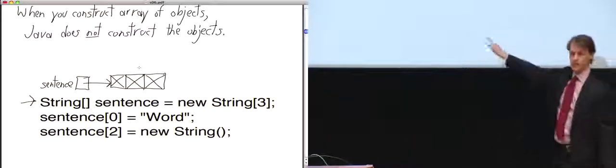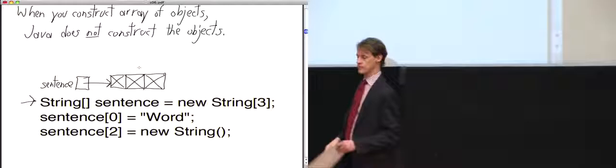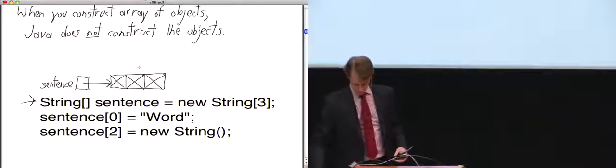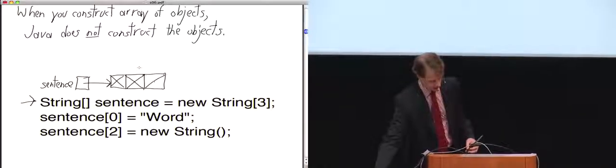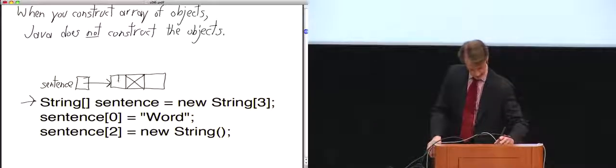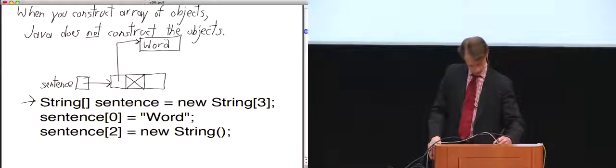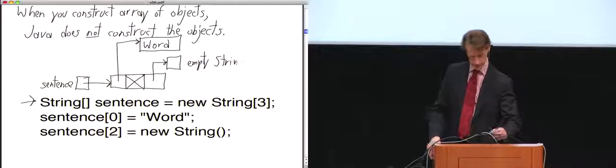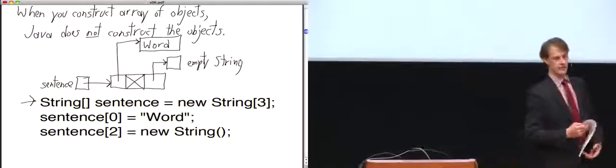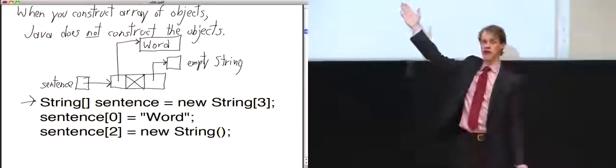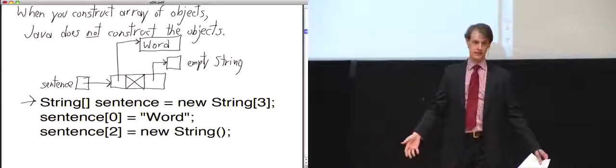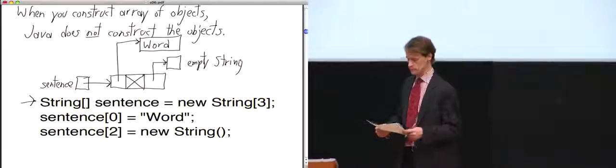Then I have a couple of lines of code here that do fill in some values. So we're going to set the first one to point to a string called word, which we've just constructed. And the other one will point to an empty string. This particular code fragment leaves the middle one null, and if you don't initialize an entry in this array, it stays null. Questions about that?